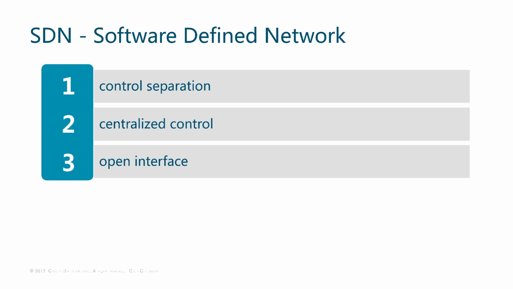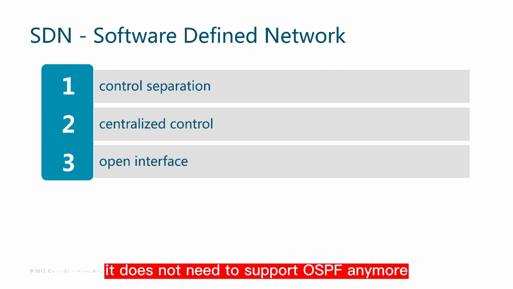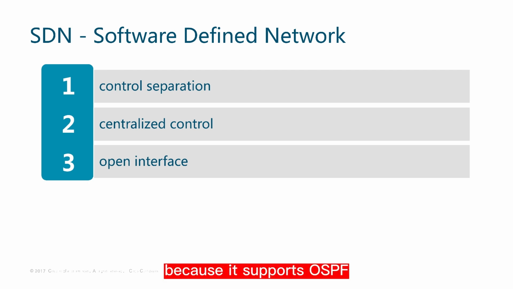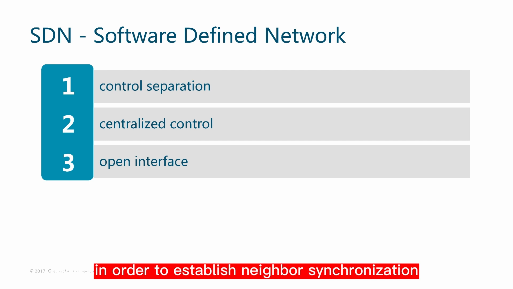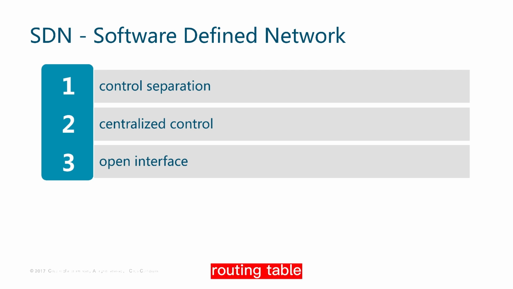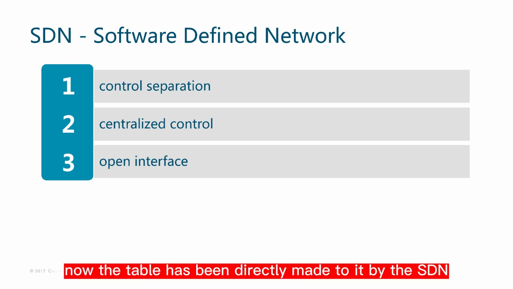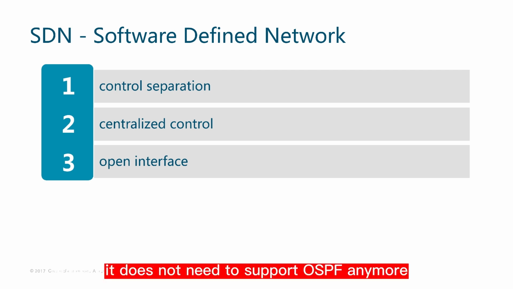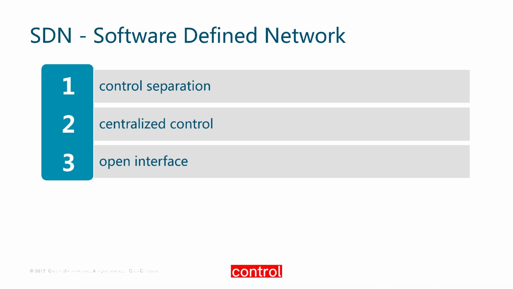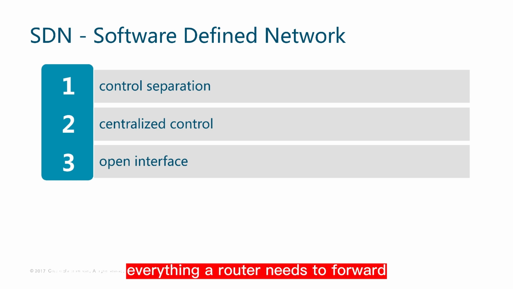As a router, it does not need to support OSPF anymore, because it supports OSPF in order to establish neighbors and synchronize the routing table. Now the table has been directly made for it by the SDN controller hardware. It does not need to support OSPF anymore. It is equivalent to the separation of forwarding and control. Everything a router needs to forward.